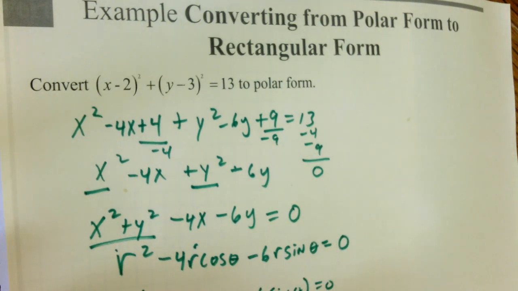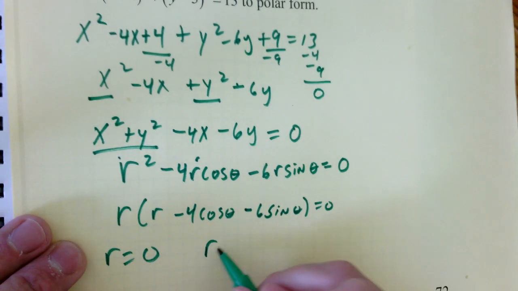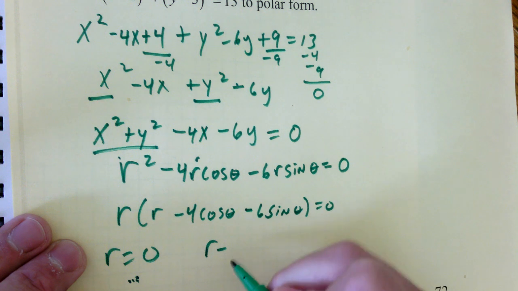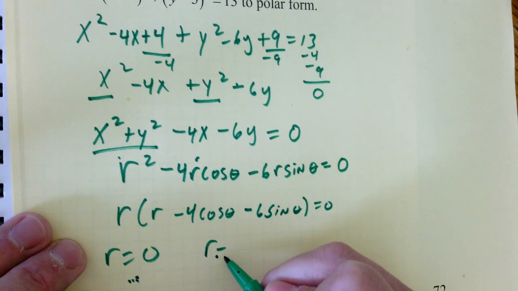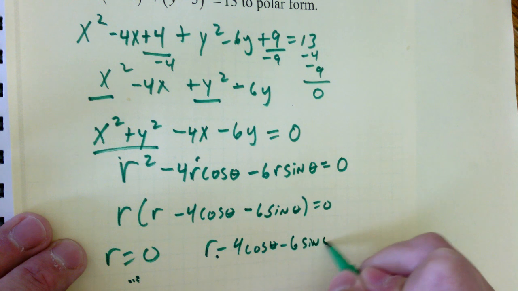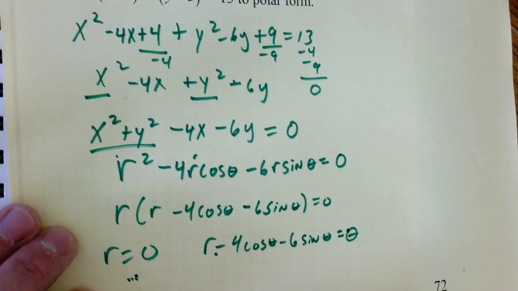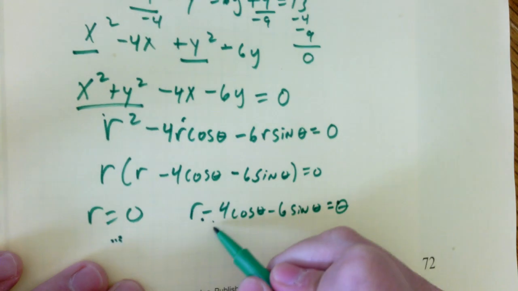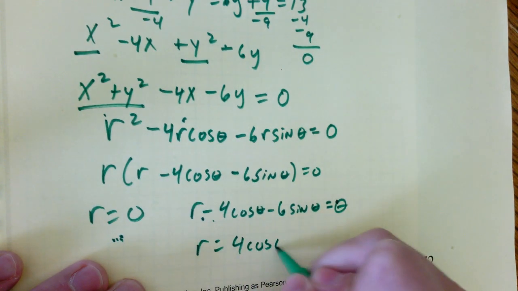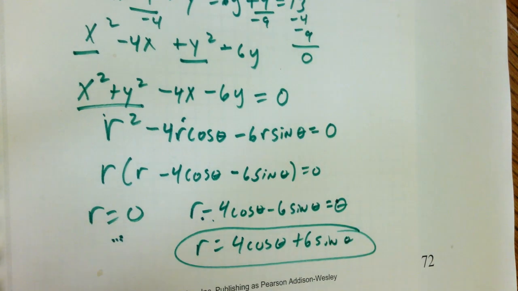And then we set each of the factors equal to 0. r equals 0, which is not a point. So we can't have an angle if it's at the origin. And then you're going to solve for r. You're going to add 4 cosine and 6 sine, so r equals 4 cosine theta plus 6 sine theta. And that's your answer.